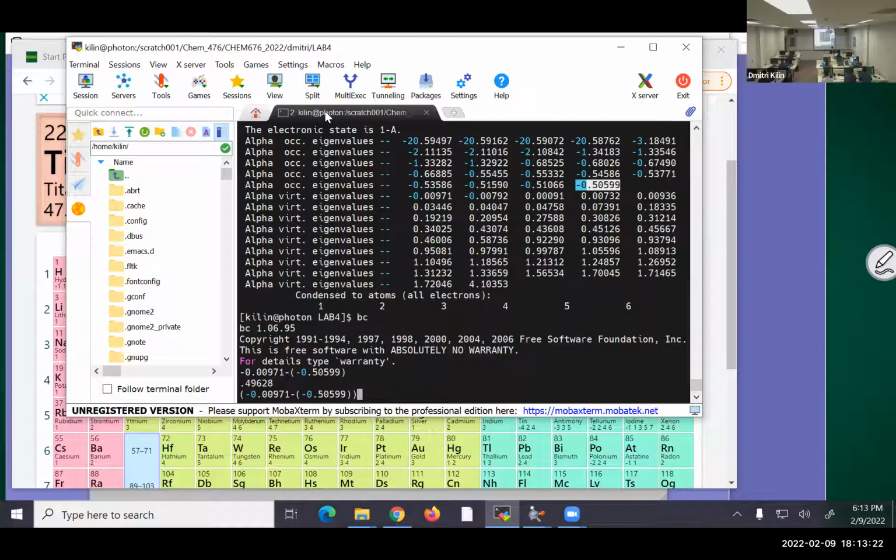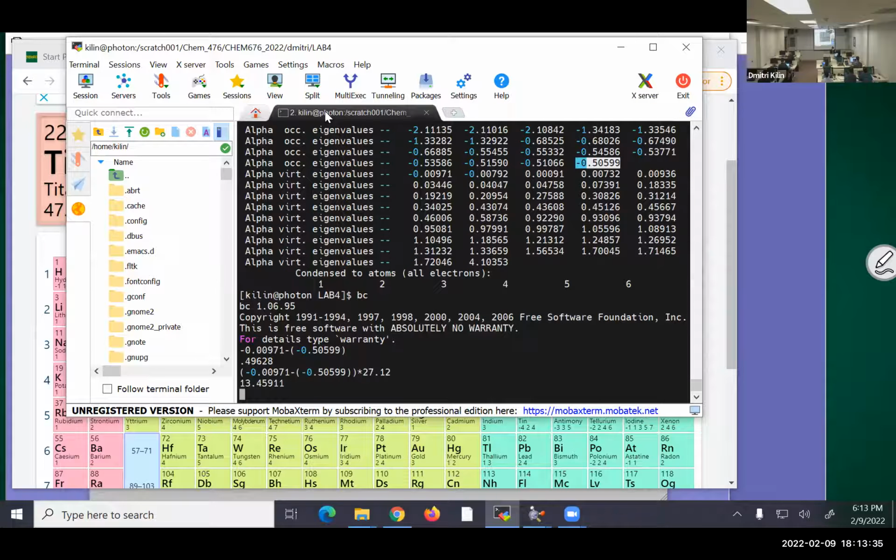So half of a Hartree is about the energy needed to ionize hydrogen. You see, it's quite big. And if you multiply it by 27, whatever, 12, it's like 13.4 electron volts. So is it small or large? Which color range does it belong to? Is it like infrared, visible, UV, X-ray? Which kind of electromagnetic radiation do we need to ionize hydrogen?